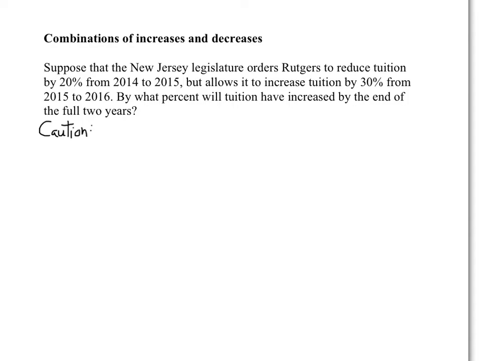Let's be careful. Many people make the following mistake. Many people make this mistake of thinking, well, a 20% drop followed by a 30% rise must be overall a 10% rise. But that would actually not be correct. It would not be correct because that 20% and the 30% are not actually percents of the same underlying quantity.